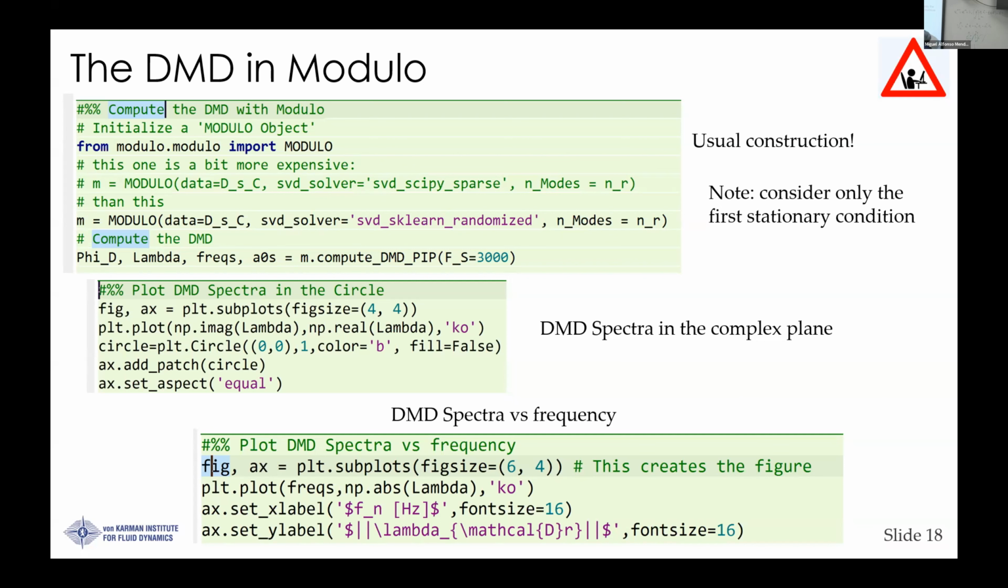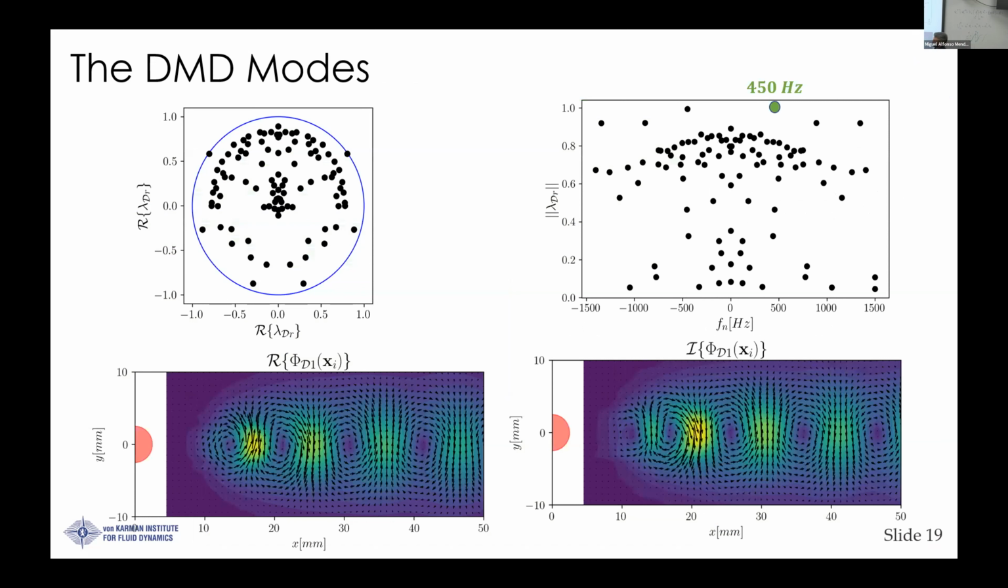The rest is an exercise in plotting. So here I was plotting, for example, the lambdas in the complex plane, so the imaginary part and the real part, together with the unit circle to see where we are on the circle. And here I was plotting the frequencies versus the absolute value of the lambda. These are the results for the cylinder test case. You see that most of the modes are inside the circle, so they will die, in fact. There are only 2 guys which are not dying, which are really close to the circle.